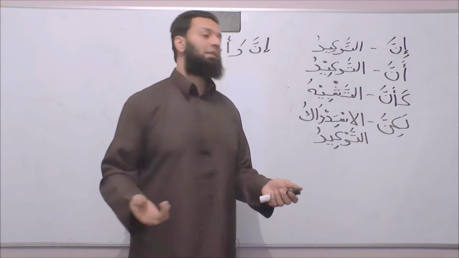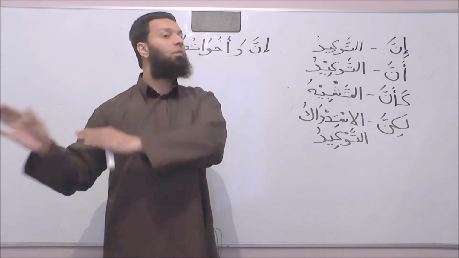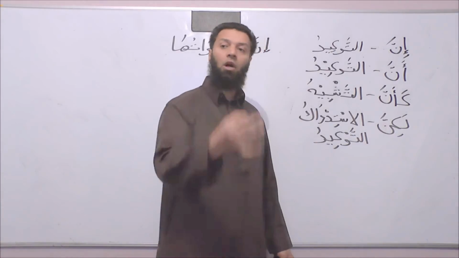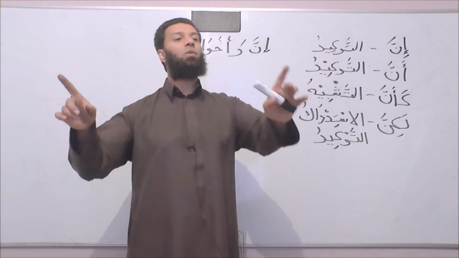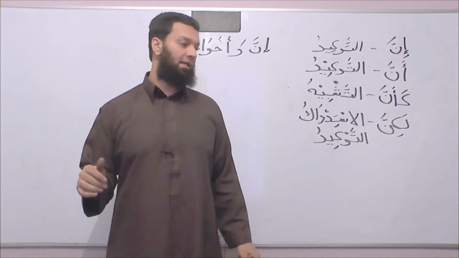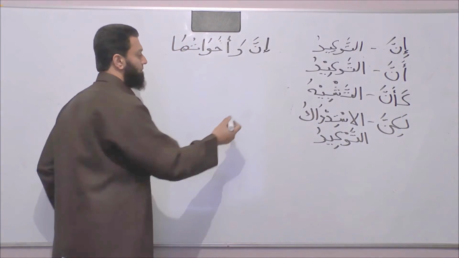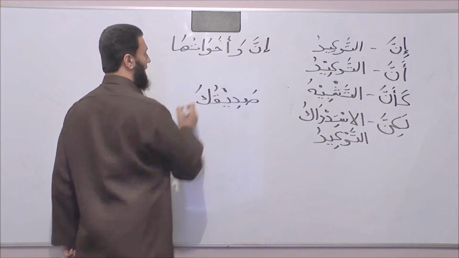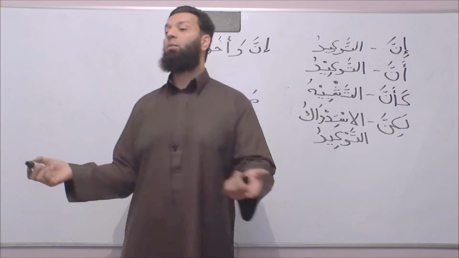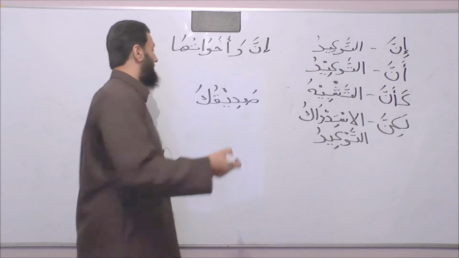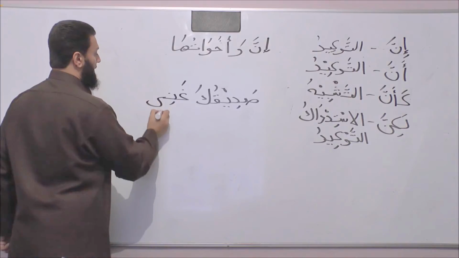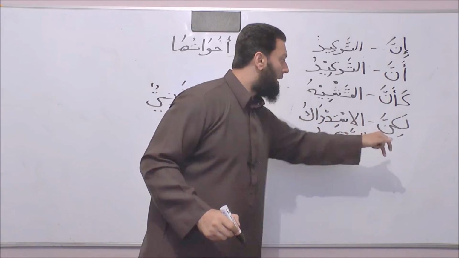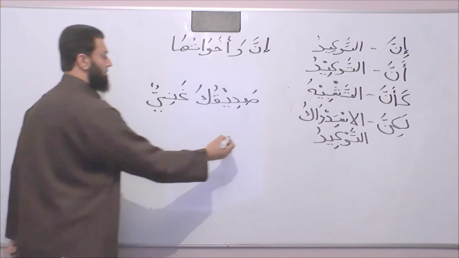Al-istidrak is to comment upon something. And you're commenting upon something in order to remove a doubt regarding what has already been said. So, to repeat that, al-istidraku is to comment upon a matter in order to remove a doubt concerning what has already been said. What does that mean in practice? If we say, for example, Sadiquka, which means your friend. Sadiquka, your friend. How do we say your friend is rich? Sadiquka ghaniyun. Your friend Sadiquka ghaniyun. Lakinnahu, write it here.